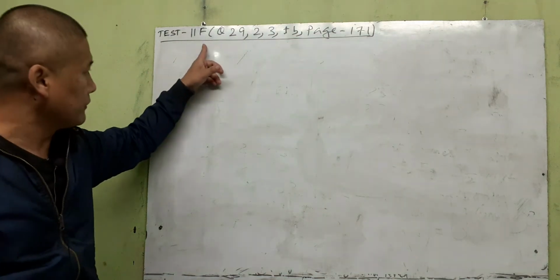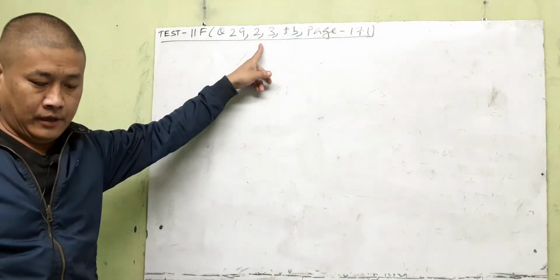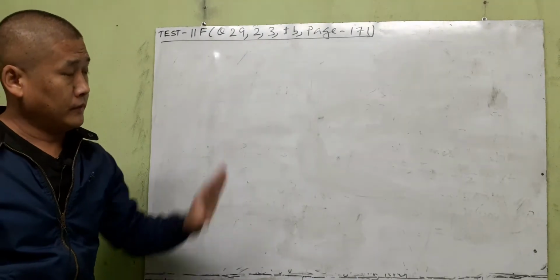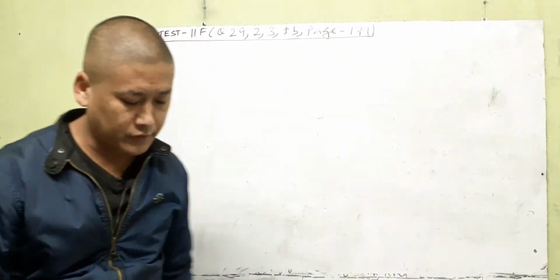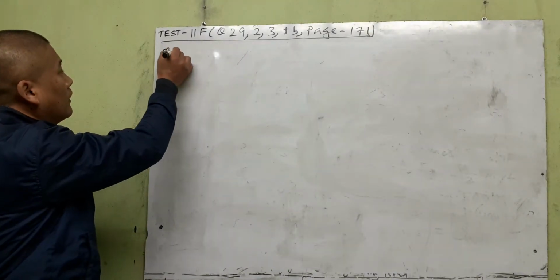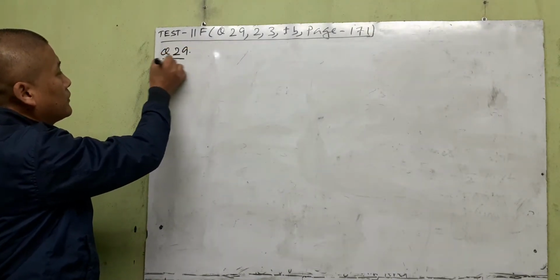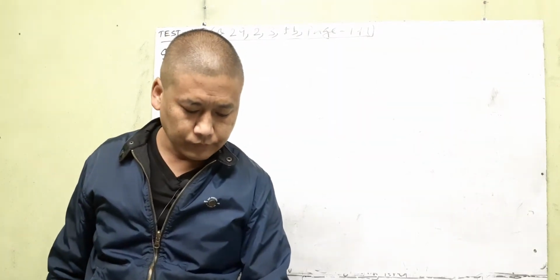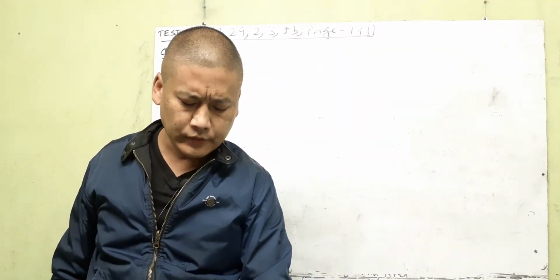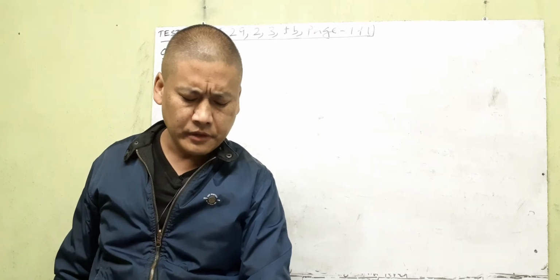For TEST-11F, there's three questions, okay? So let's go to page 171 of your textbook. The first one, question 29. Let me read the question for us. Find the energy in kilowatt hour consumed in 10 hours by four devices each of power 500 watt each.